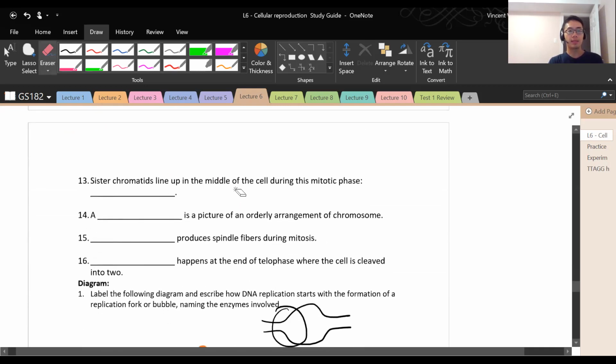Sister chromatids line up in the middle of the cell during metaphase. A karyotype is a picture of an orderly arrangement of chromosomes. Something produces spindle fibers during mitosis. Centriole. Something happens at the end of telophase. Cytokinesis.